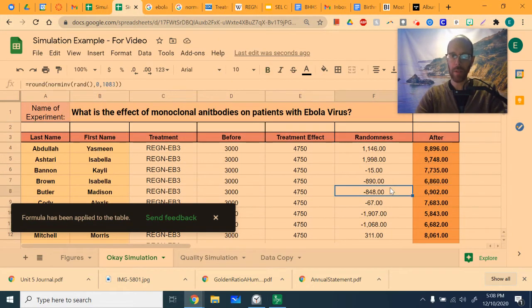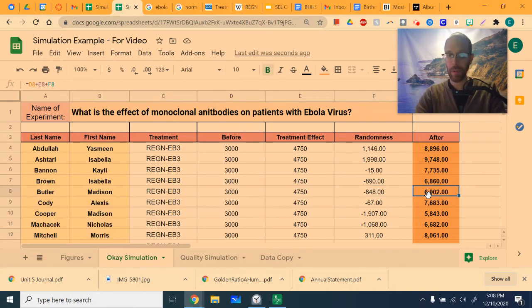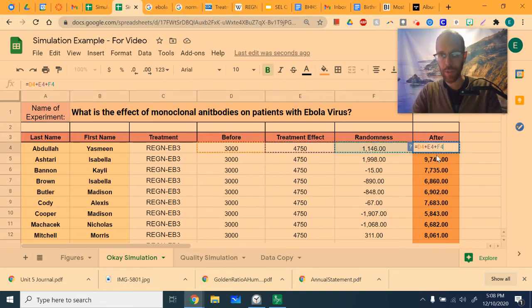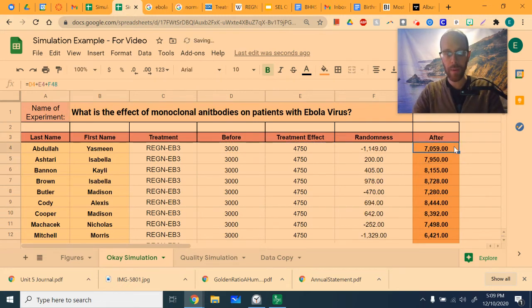This is an okay simulation, but it's not a great simulation. So let me show you what you're going to do if you want to go on to do a high quality simulation. Oh, and actually before I do that, one thing that's super annoying about Google Sheets is that you have to remember that every time you edit, you're going to get a whole new set of numbers, right? We really don't want that to happen.